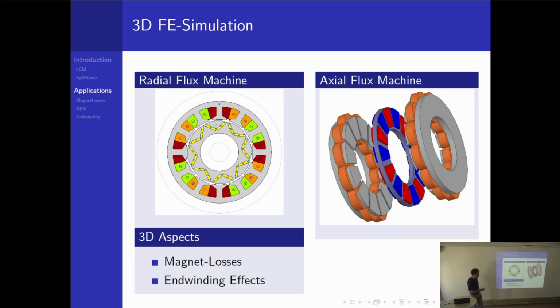This orange, brownish domains are the coils. The gray ones is once again electrical steel, and here attached to the rotor are the magnets. So in blue and red it also shows how the magnetization direction looks like.